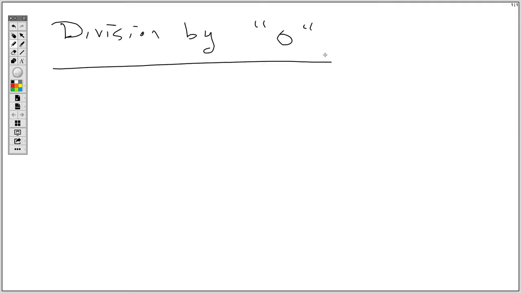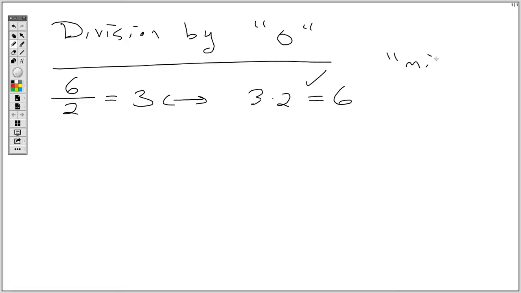There's two different flavors of dividing by 0. So let's talk about one way to think about division. If I say I want to figure out 6 divided by 2, one way to think about that is we're trying to figure out what times 2 gives you 6. So that would be 3. And we can check our answer here by looking at 3 times 2. And indeed, that's 6. So this is what's called the missing factor approach to division.